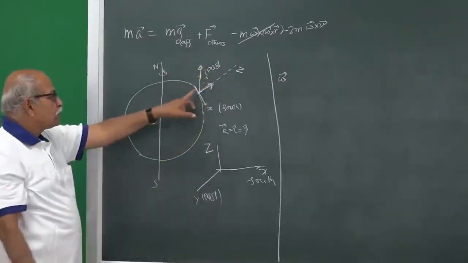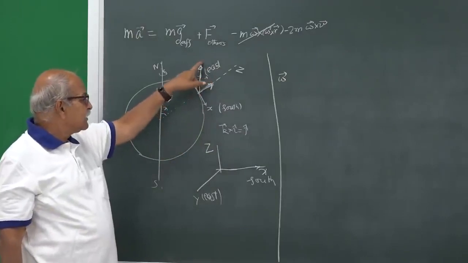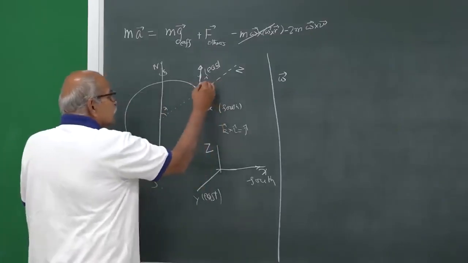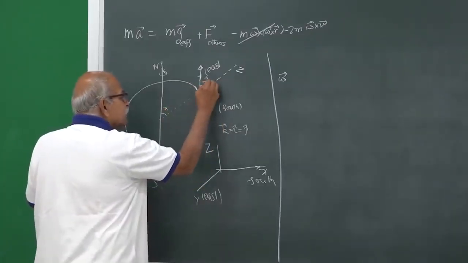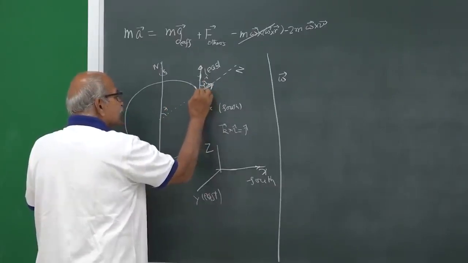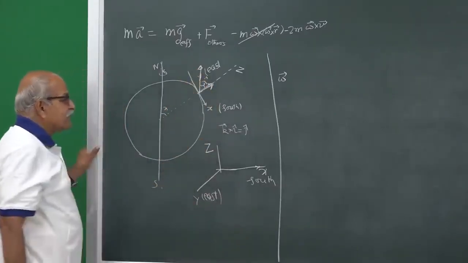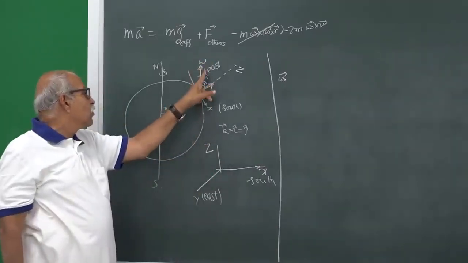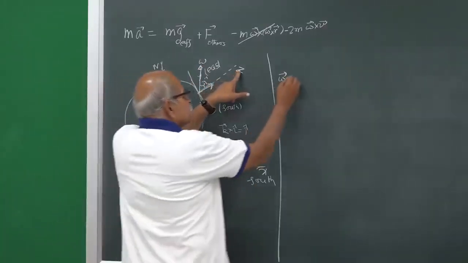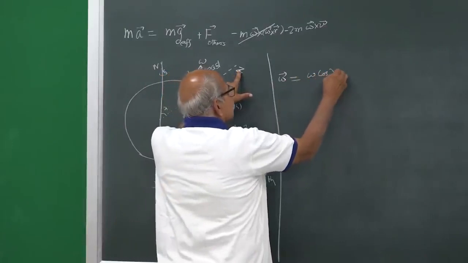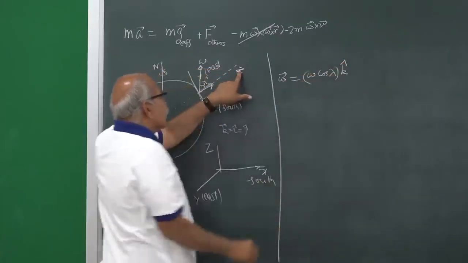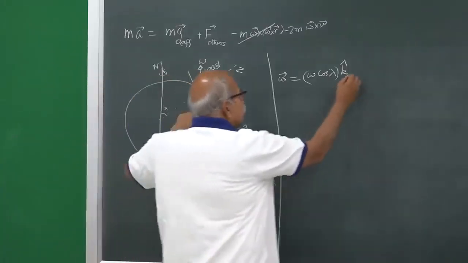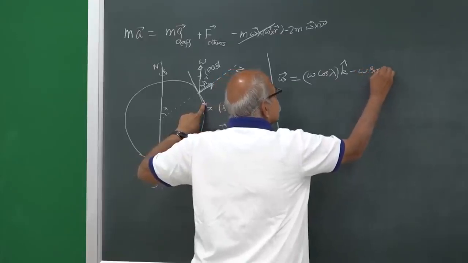This omega vector, if you draw from the origin, can be written as what in this plane? This angle is lambda, and towards north if you extend this, it will be 90 minus lambda. So this omega vector is omega cos lambda in the z direction, and then omega sin lambda in the negative x direction. So it is minus omega sin lambda i cap.